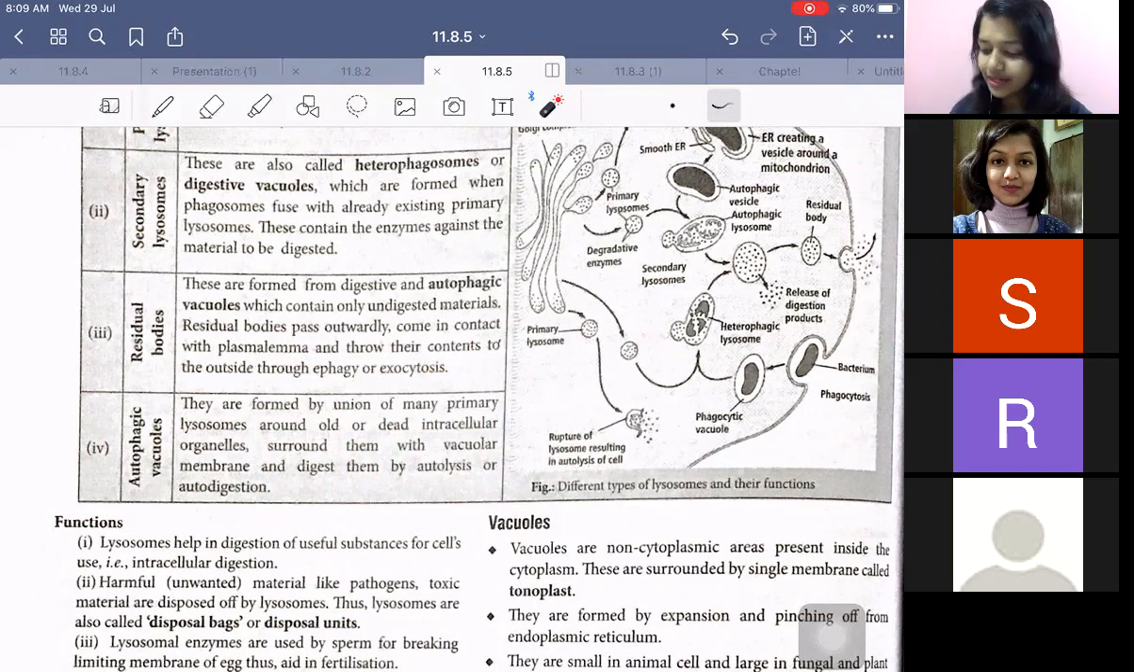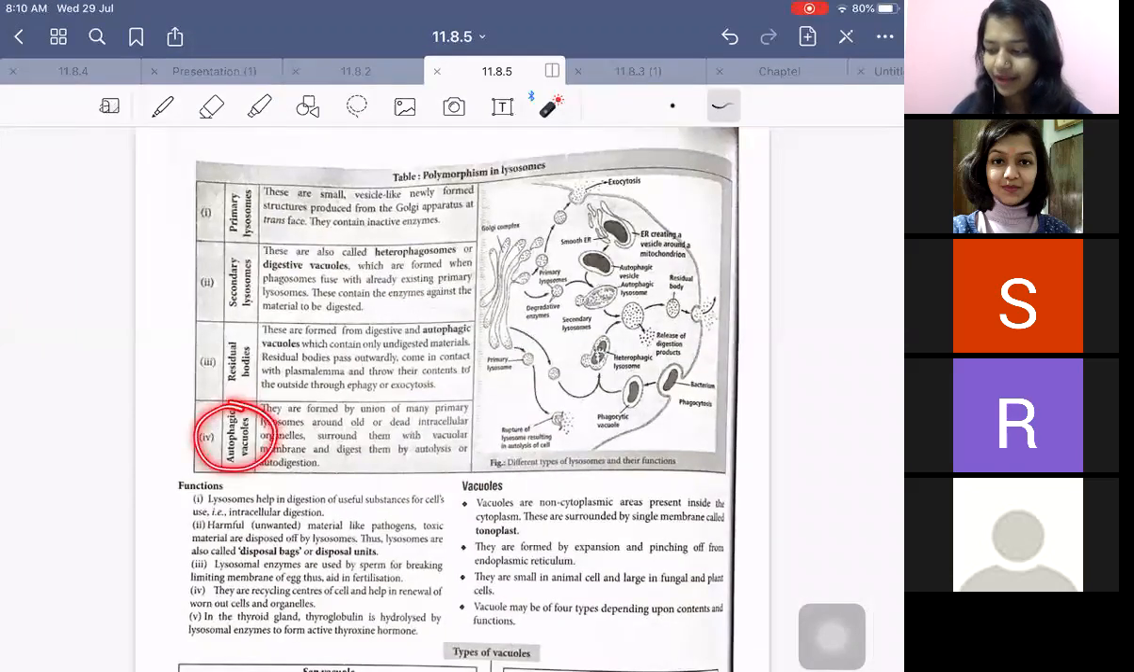So whenever any old organelle or dead organelle is there in the cell, what will happen? A membrane will surround it, and inside the membrane you will get all the dead part of the cell. Then you will degrade it. Autolysis. Okay, that is autophagic vacuoles.